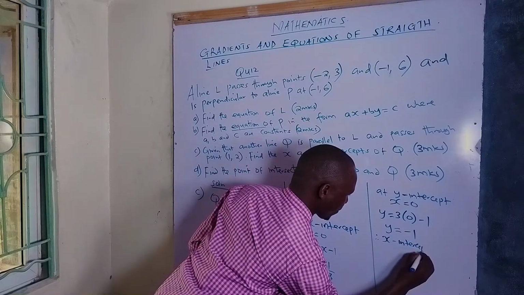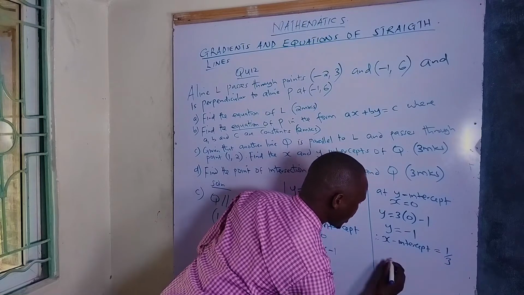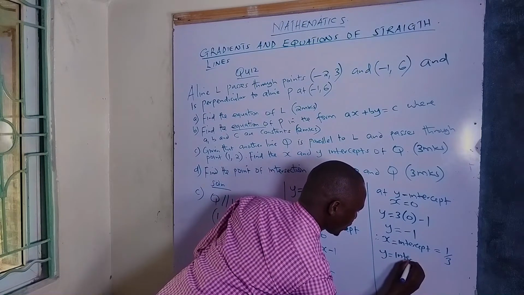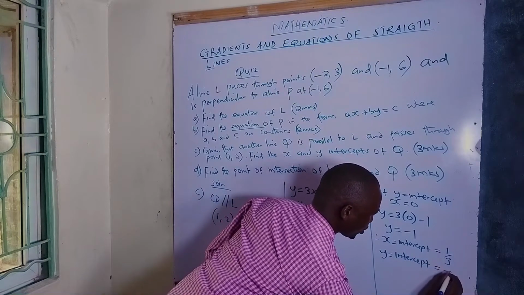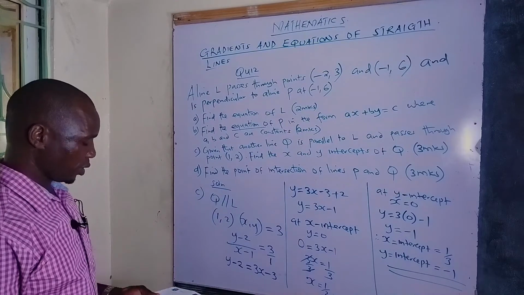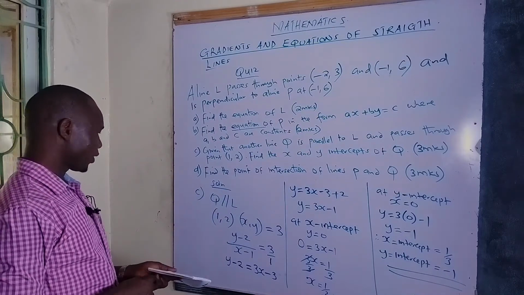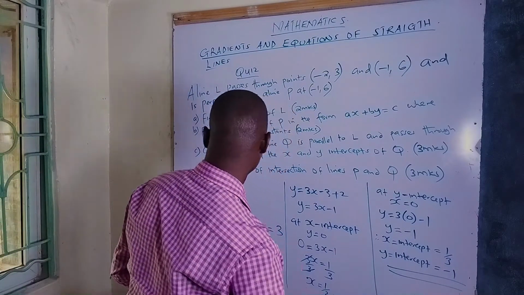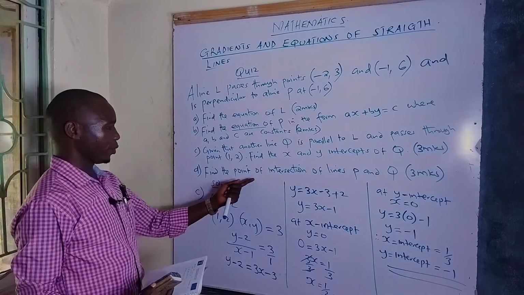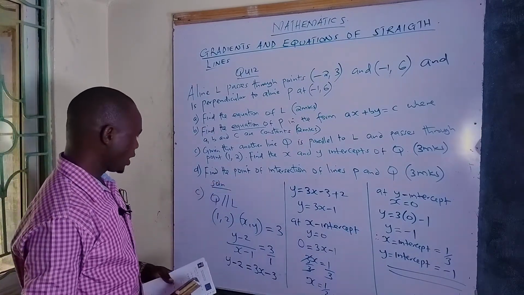The x-intercept is going to be a third, and the y-intercept will be equal to negative 1, and by so doing you would have solved that question. Anyway, the last part is part D, and in part D we are supposed to find the point of intersection of lines P and Q.